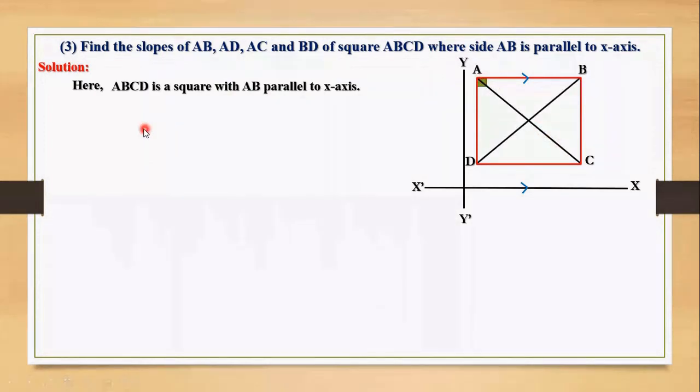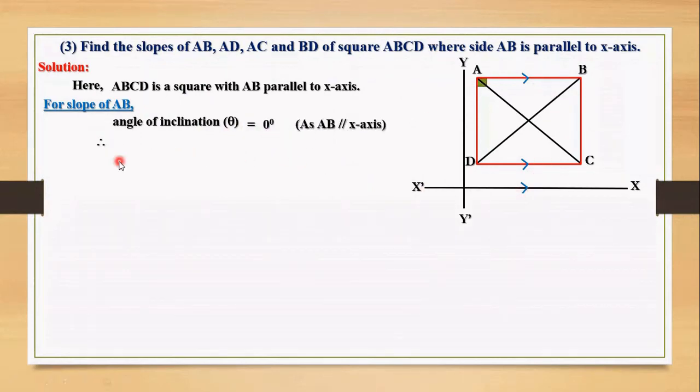Now we have to find the slopes of these four straight lines. For the slope of AB, AB is parallel to the x-axis. So the angle of inclination theta is equal to 0 degree because it does not intersect with the x-axis. So slope of AB equals tan theta. Substituting theta as 0 degree, we get the slope of AB as 0 because tan 0 degree is 0.